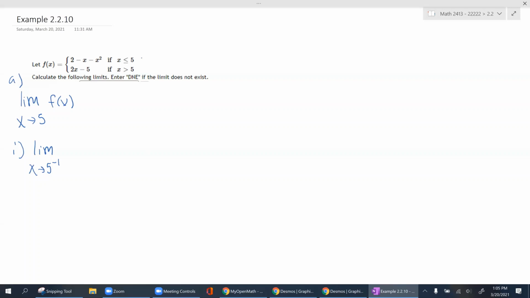So what that means is I'm going to plug in 5 into that top function, because that graph should only exist on the left-hand side. So this is 2 minus 5 minus 5 squared, which gives me 2 minus 5 minus 25, which is negative 3 minus 25, which equals negative 28.